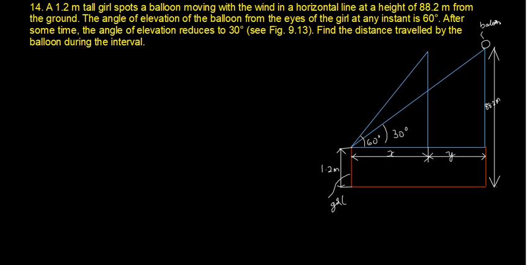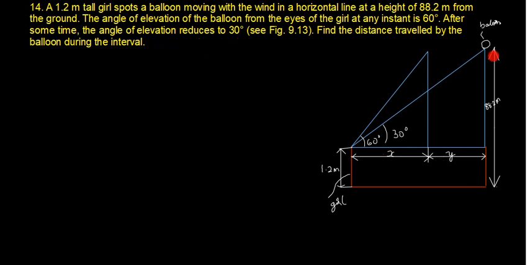So here I have drawn the girl of height 1.2 meters. She sees a balloon at a total height of 88.2. I have mentioned it here. This is the balloon, and at the first instant, if it was here, its angle of elevation was 60 degrees, and then it moved a particular distance. After some time, the angle of elevation reduced to 30 degrees.